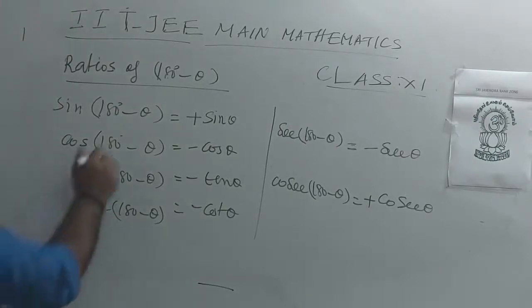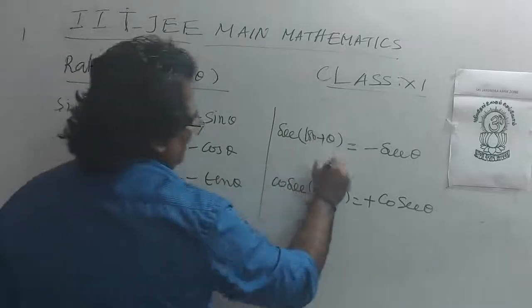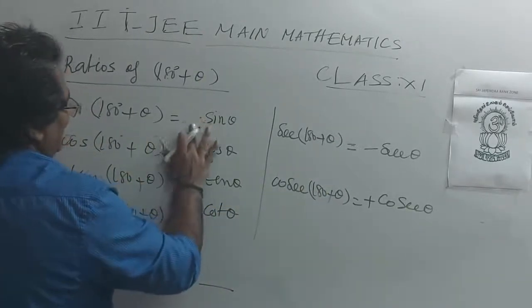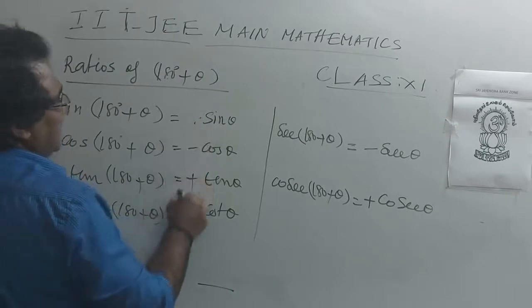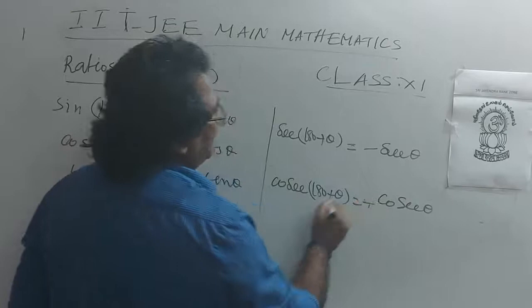Next move into 180 plus theta. For 180 plus theta, third quadrant. In third quadrant, tan positive, cot positive, remaining all will be negative.